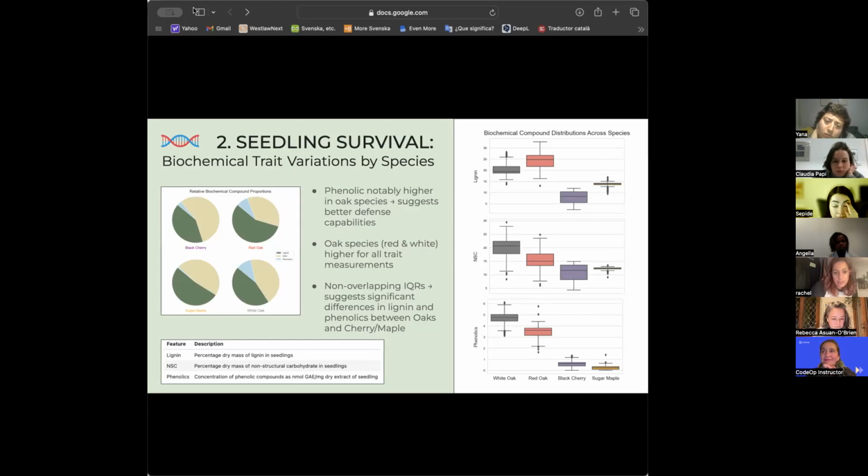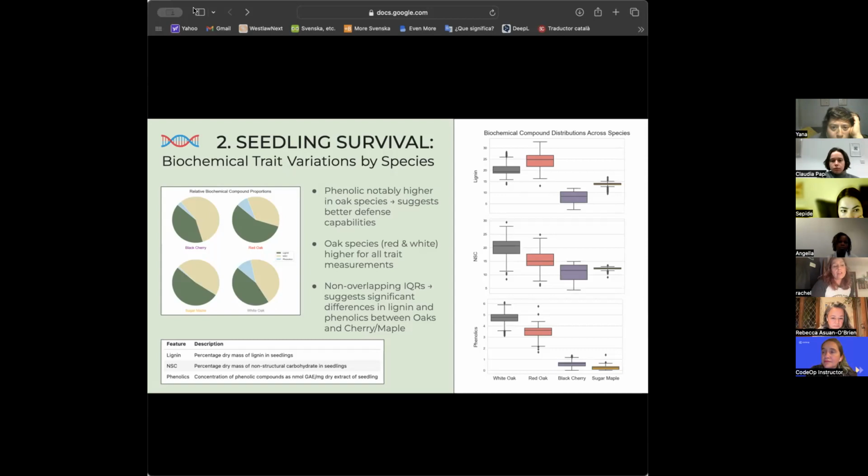Which might be related to the functionality. For instance, lignin is involved in strength to the plant, so it might be that it allocates more importance to having high levels of that compound compared to other plants. In terms of the proportion of phenolics as well, there was a notably higher proportion of phenolics in the oak species compared to the cherry and the maple, which is related to plant defense.